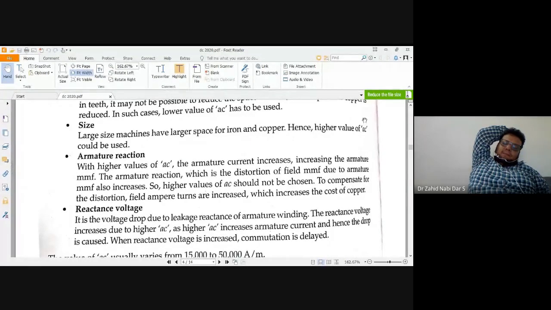Sushmita? Yes, sir. Can you tell? Do you have any idea right now? I'm not so sure, sir. So whatever is in your mind, please tell me. If it is right, fine. If it is wrong, we can correct it. Please tell me. What do you mean by armature reaction?